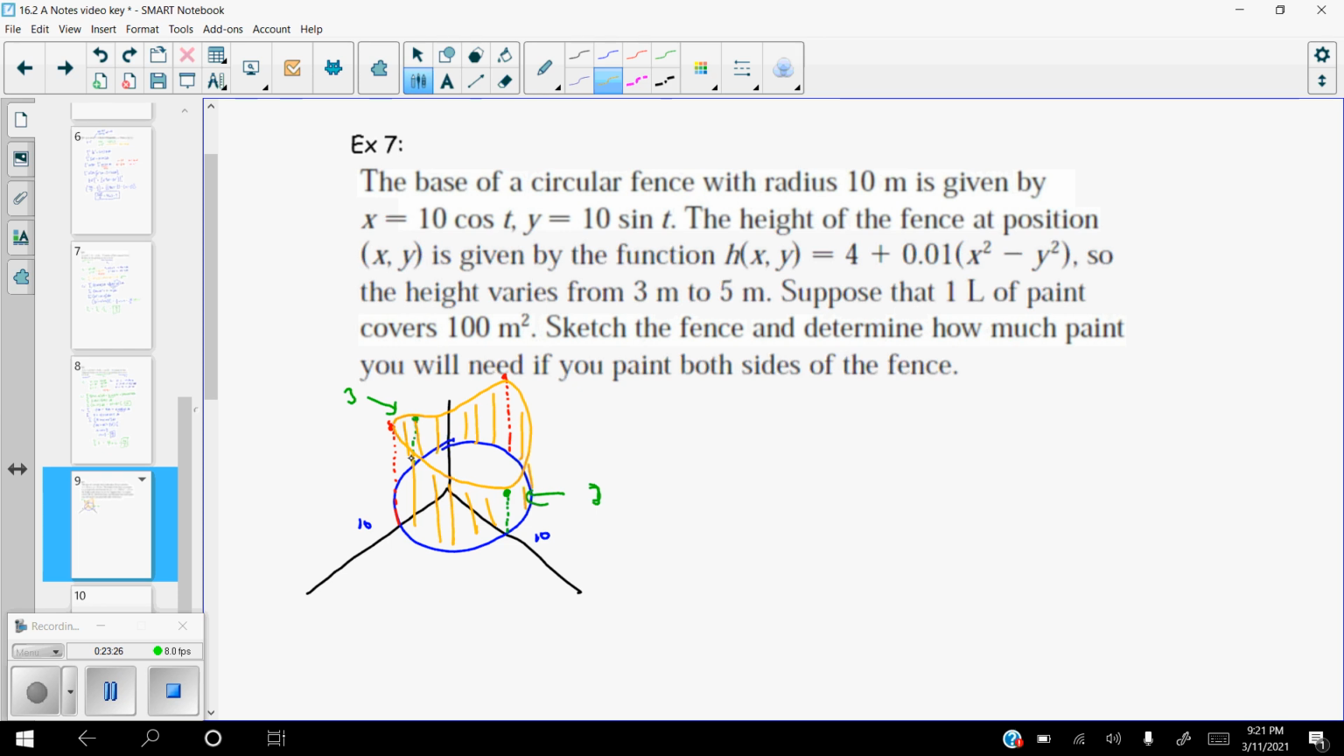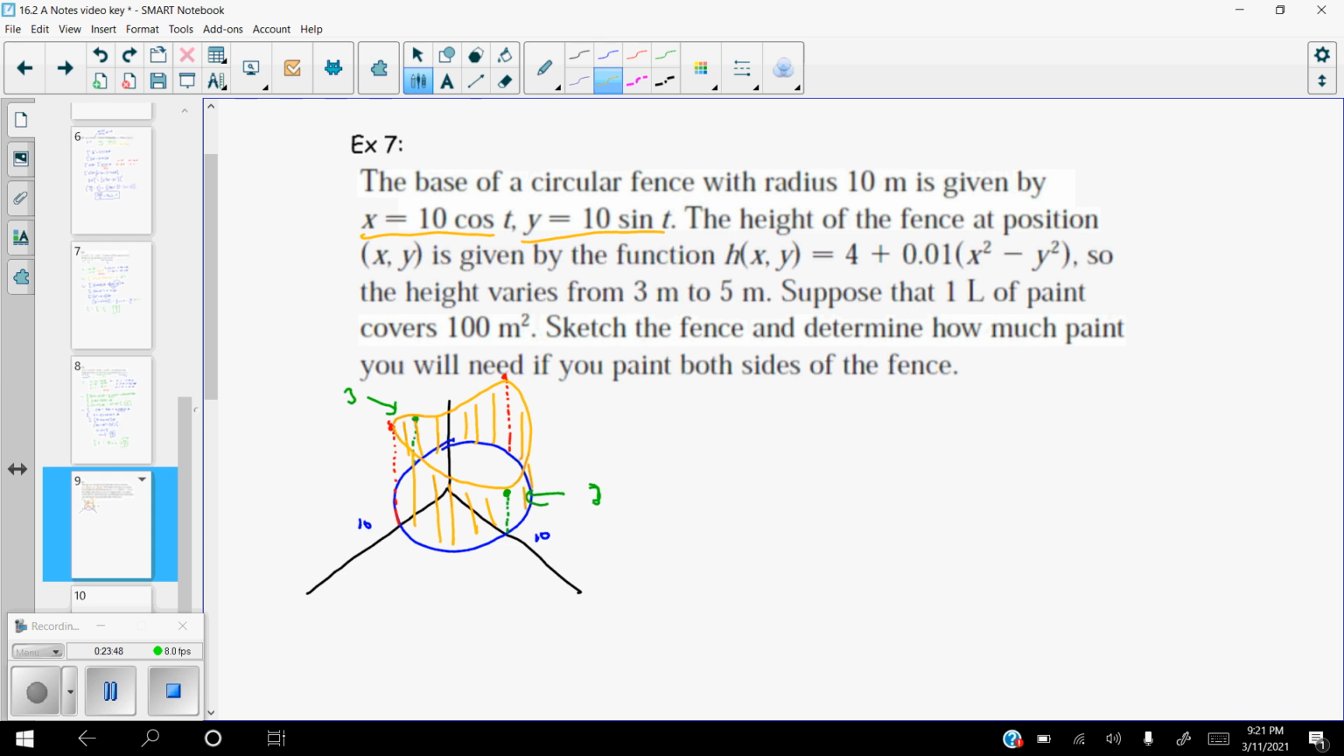So we want to know how much paint we're going to have to use, so how much surface area there is to do both sides of the fence. Well, the line integral only gives you the area of one side. So basically, you'd have to double the answer here. So what do we know? We know it's already parameterized because they've given us that.